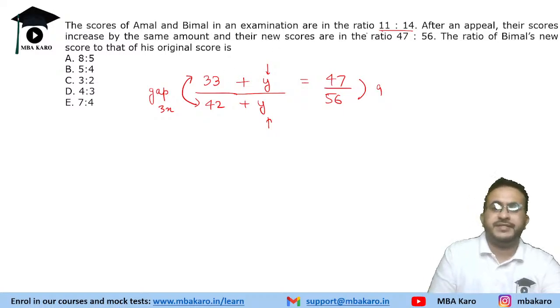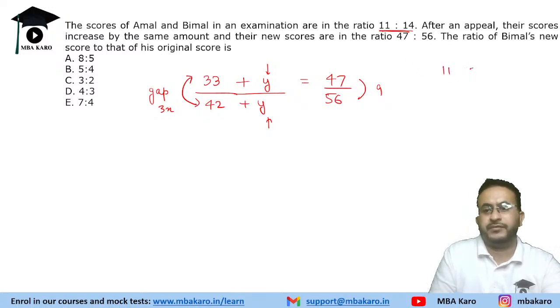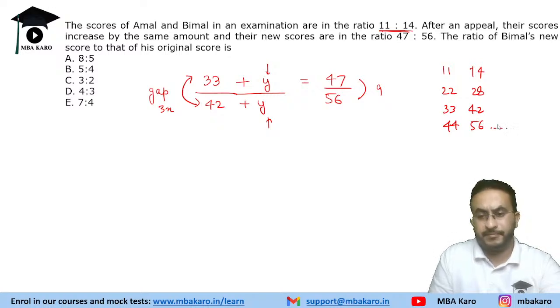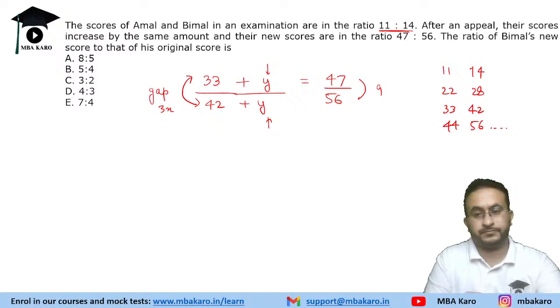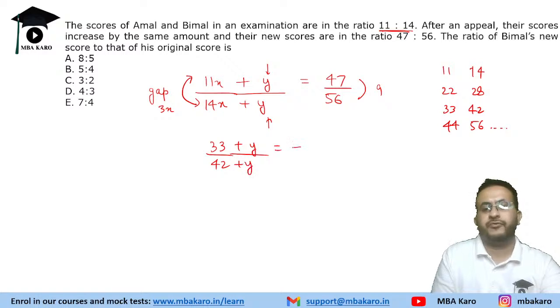What we did was, see, 11 ratio 14, it can be anything. It can be 11 and 14, it can be 22 and 28, it can be 33 and 42, it can be 44 and 56, and so on. It can be any number, right? So in this case, we equated this gap. This gap was 3x and this gap was 9. So we equated by making 33 and 42, and we said increase both by y. So that will be 47 and 56.